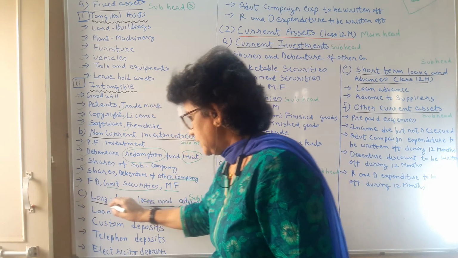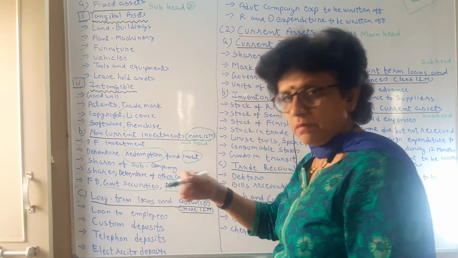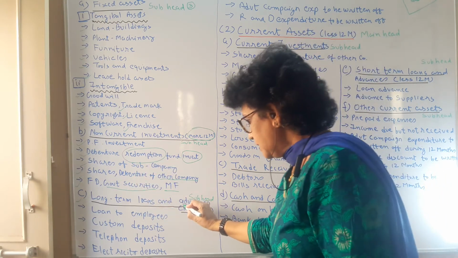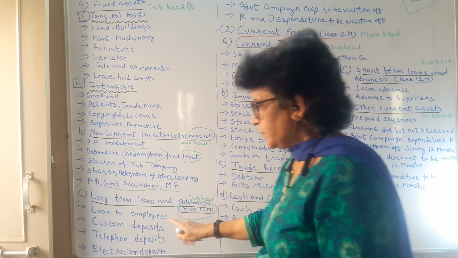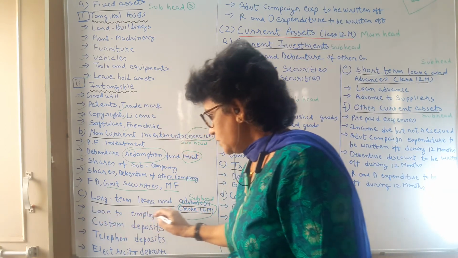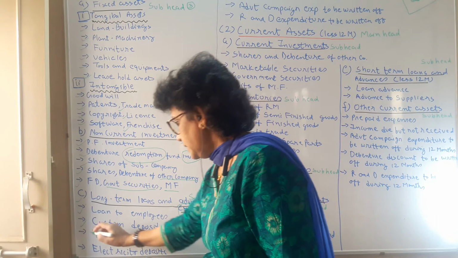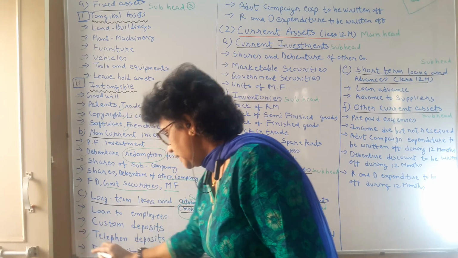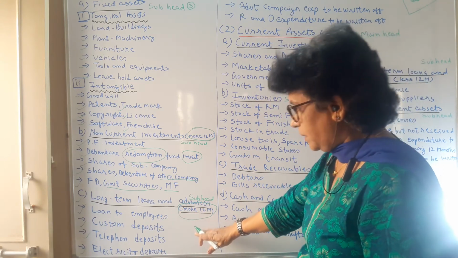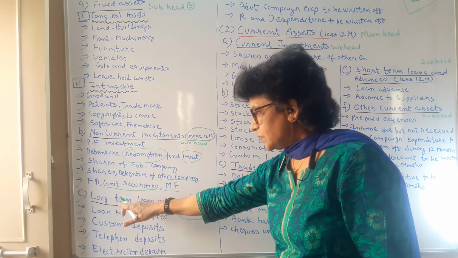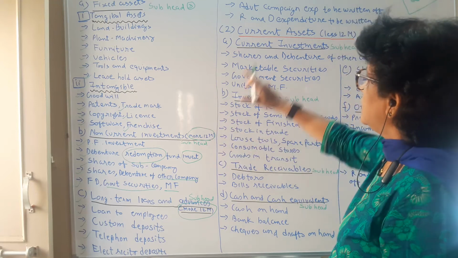The third category is long-term loans and advances. These are the loans and advances given by us to someone. Again, the condition is more than 12 months. This will come under your subhead. Which are the items? One is loans to employees. Second are the customs deposits you have given. Then the telephone deposit and electricity deposits you have given. All the deposits which you have given are your assets. So long-term loans and advances is one of the asset categories.